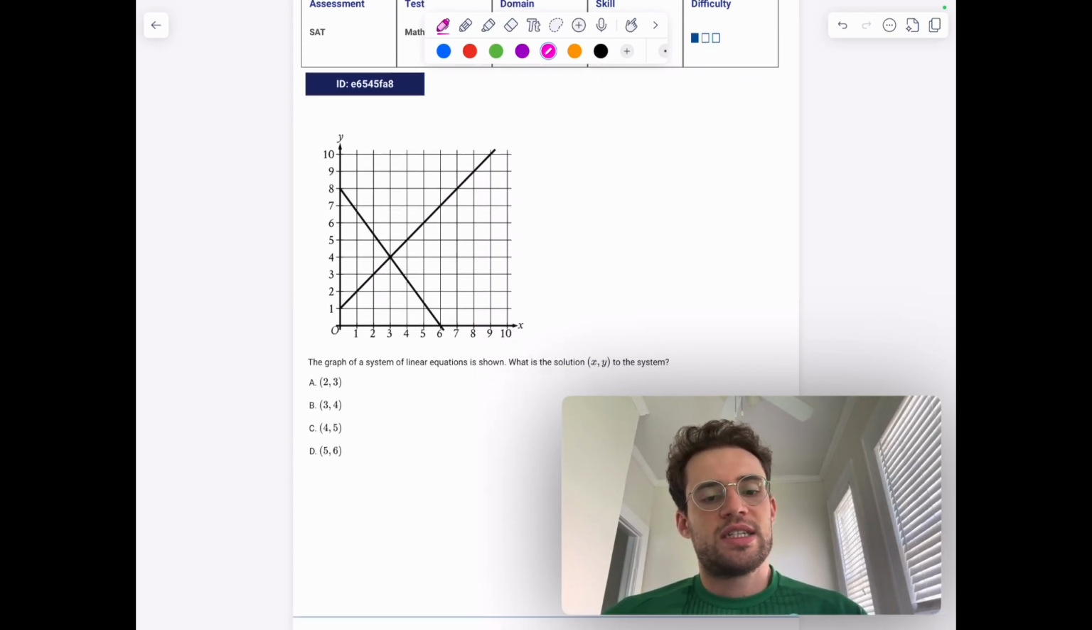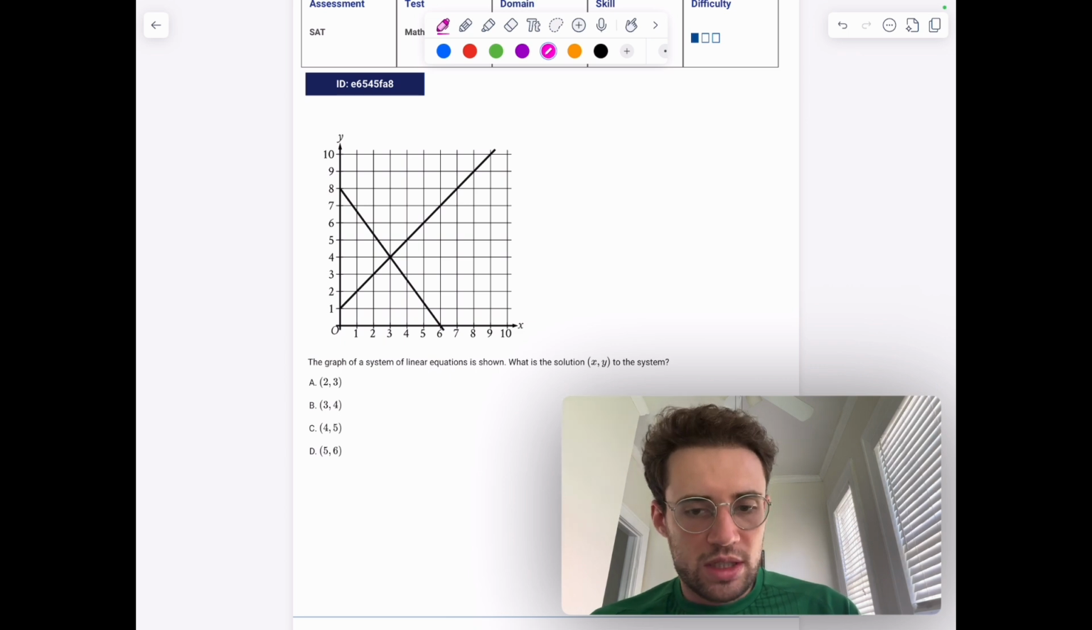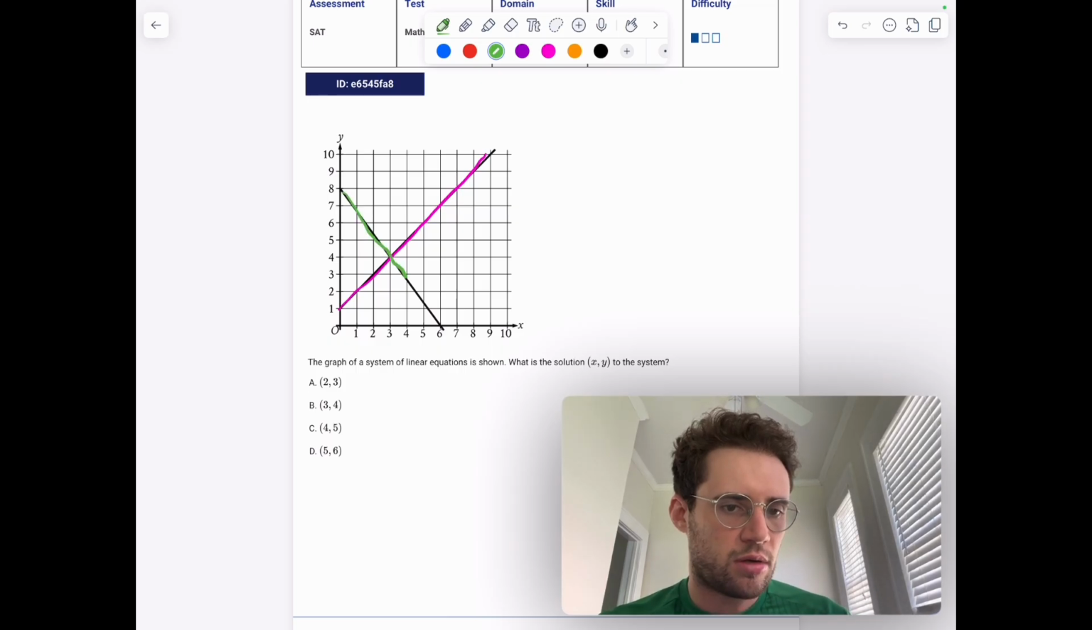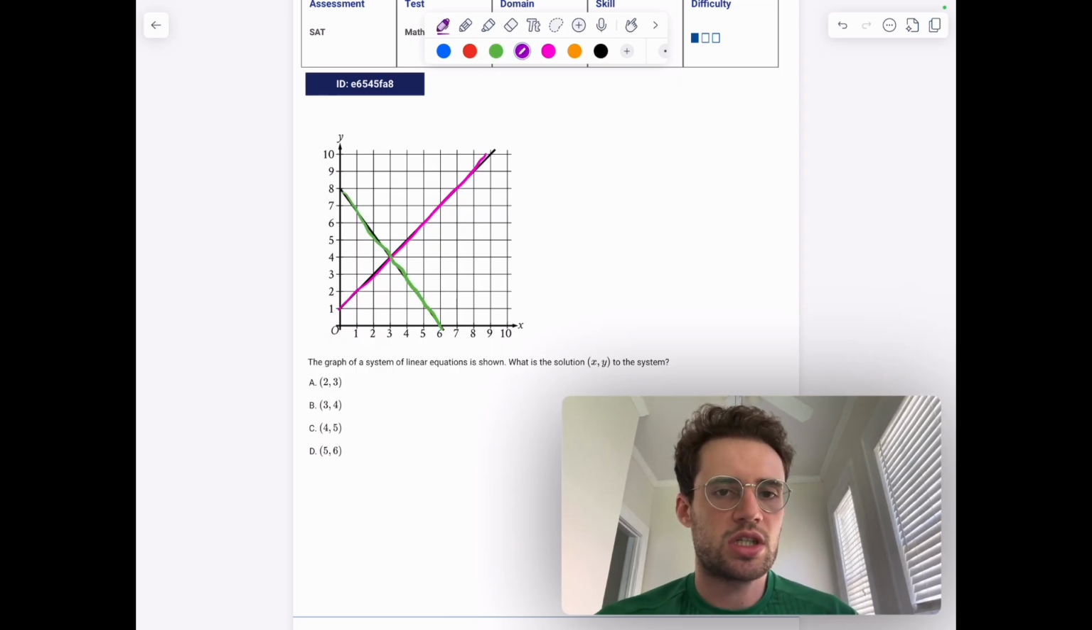The graph of a system of linear equations is shown. What is the solution x comma y to the system? So one of them is this line that has this positive slope that is colored in pink. The other one is this line I'm coloring in green that is this negative slope. The solution is just where they cross, so it's this point right there where they intersect.